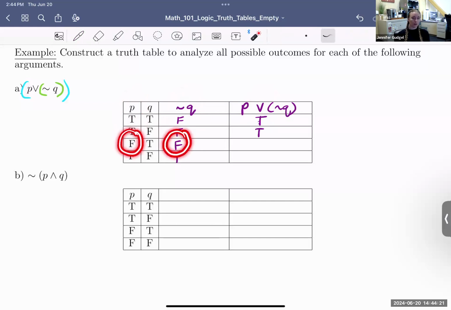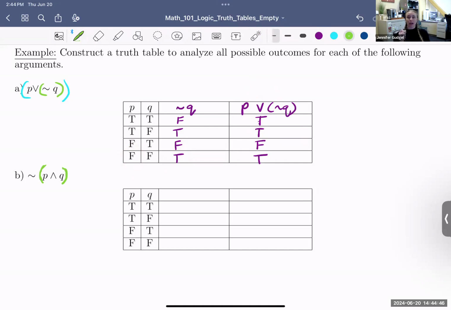False or false, that's no good. That's going to be a false. For a disjunction, we still need one of them to be true. And false or true, that is true. You give the next one a go. Hopefully you did. Whether you did or not, I can't help you because I'm not there. So I'm just going to continue on.